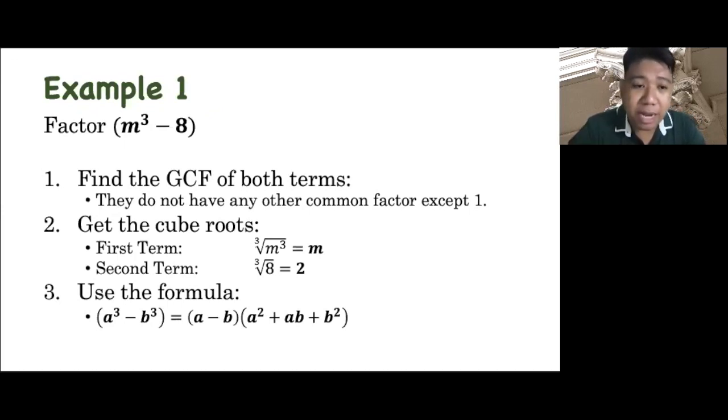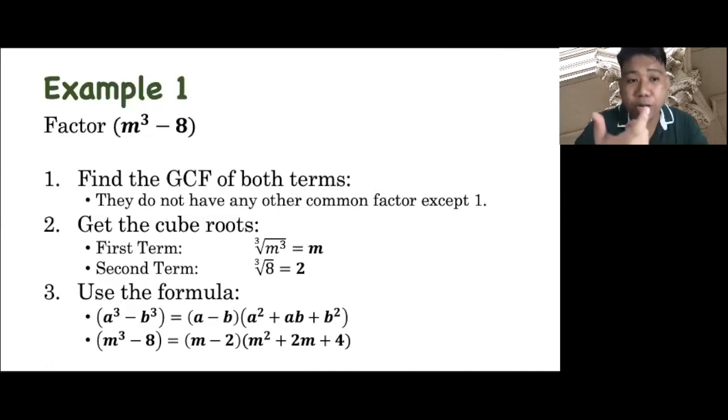So diba ang formula natin, quantity of a cube minus b cube is equal to quantity of a minus b times the quantity of a squared plus ab plus b squared. So ipa-plug in lang natin yung mga values natin. So ang ating magiging sagot po ay quantity of m cubed minus 8 is actually factored out as quantity of m minus 2 times the quantity of m squared plus 2m plus 4.